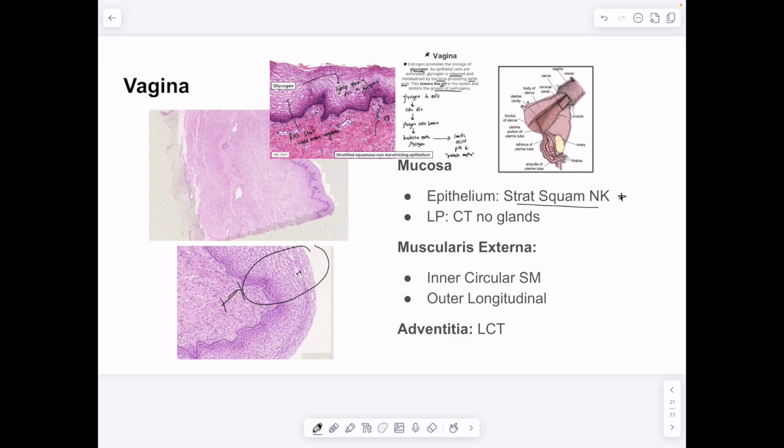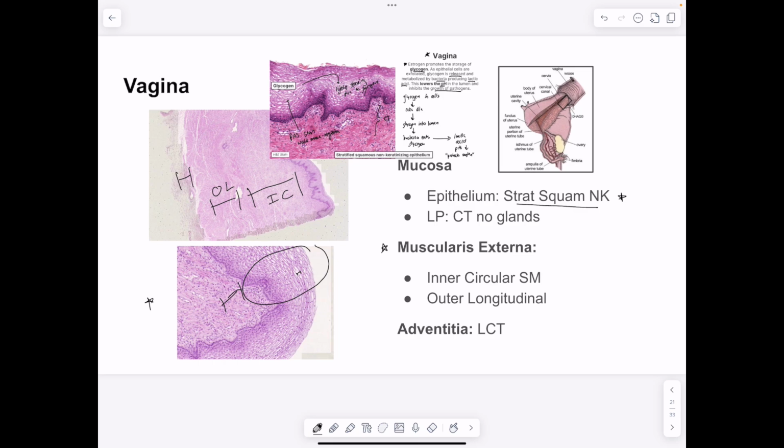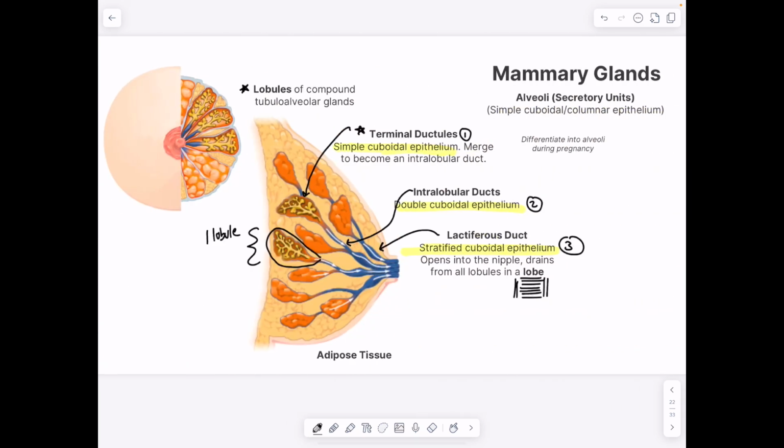All right, but deep to the lamina propria, we do have a muscularis externa. So we don't have it really easy to see here, but we do have an inner circular and then outer longitudinal layer. All right, and then a loose connective tissue adventitia. All right, so we're almost done. This has been a long one.